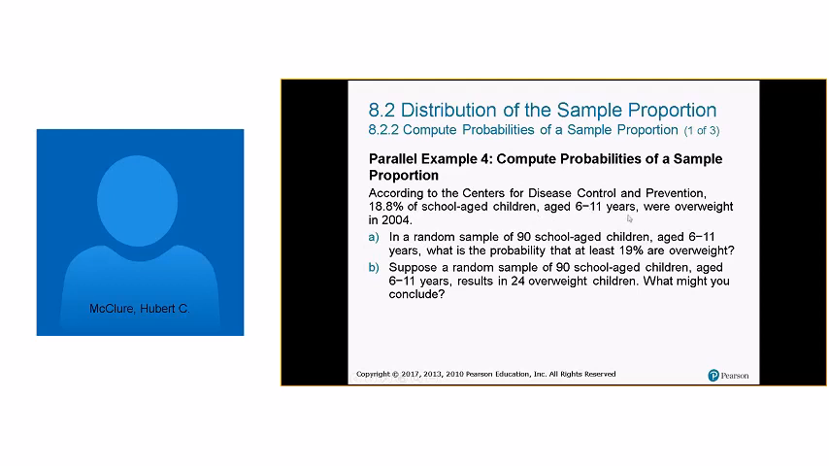Okay, you can throw out the 6 to 11 because that doesn't help you. The 18.8 is P. Q would be, I don't forget what I said, 81.2. Yeah, 81.2, I believe it would be. 19% are overweight, at least 19%. So let me know when you get finished.